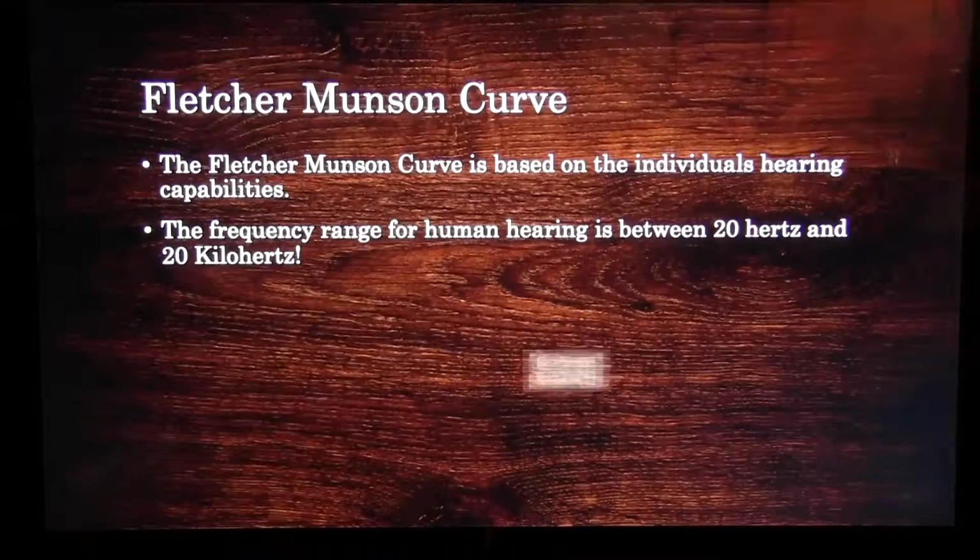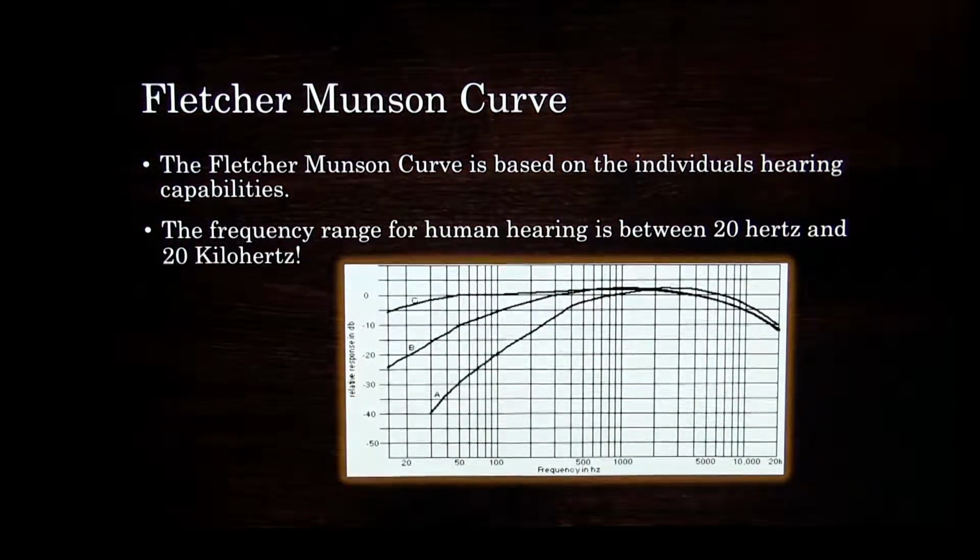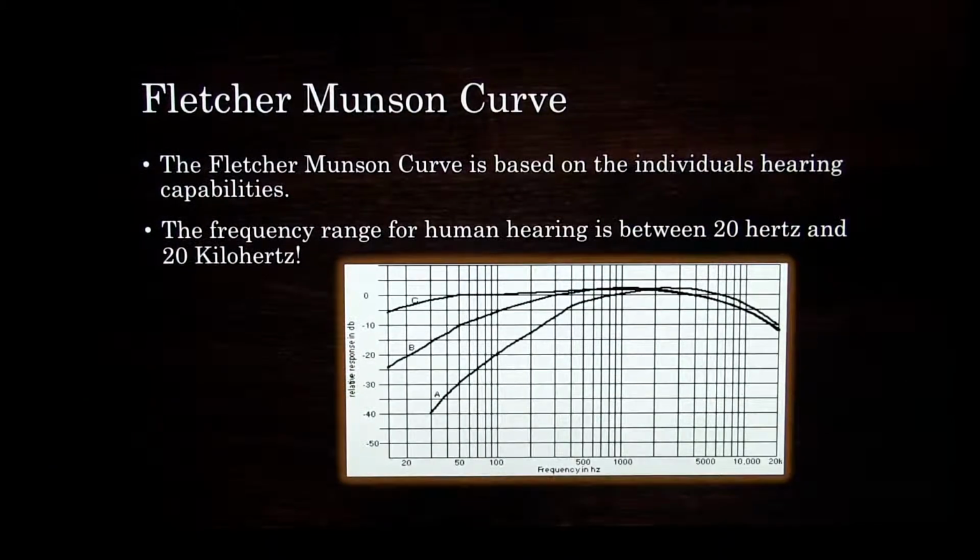The Fletcher-Munson curve is based on individual capabilities and their hearing capabilities. The frequency range for human hearing is about 20 Hertz to 20 kilohertz, or 20,000 Hertz. So everybody has a different curve. That curve is based on a lot of variables such as age or space or room dimension. There's so many variables that play a role that it's hard to determine what your actual curve is. But it's important to understand, if you're an audio engineer, what your curve is. Because if you're recording instruments beyond what you can hear, it's going to be hard for you to edit.